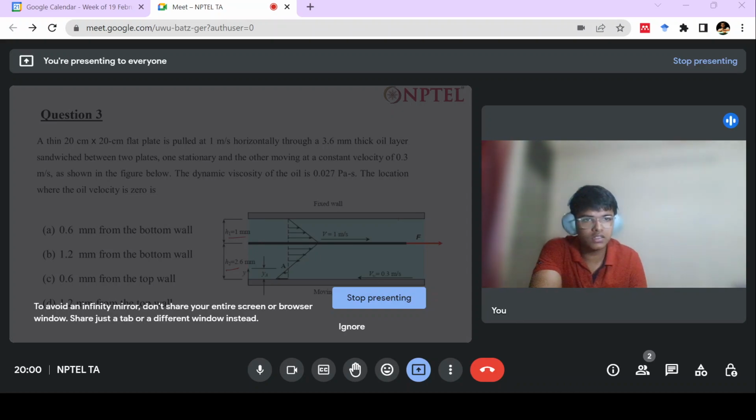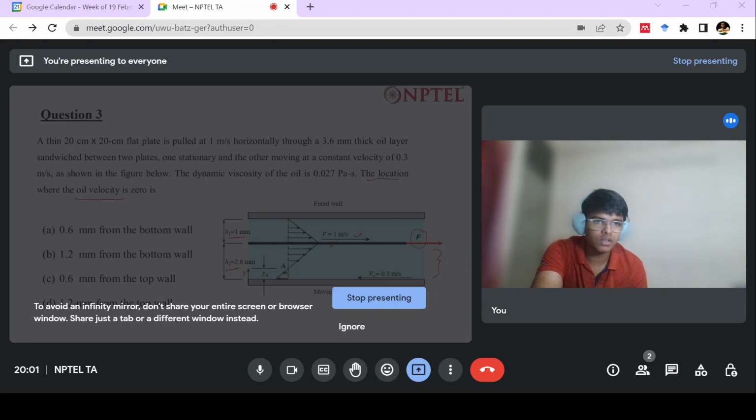This plate is being pulled by a force F, and what is maintained is a velocity of 1 meter per second. The bottom wall is also moving in this direction with a velocity of 0.3 meter per second. What we have to do here is find the location at which the oil velocity is zero. This fluid is oil, and there will be a velocity zero somewhere, because if you consider just this part, the plate is moving with 1 meter per second.